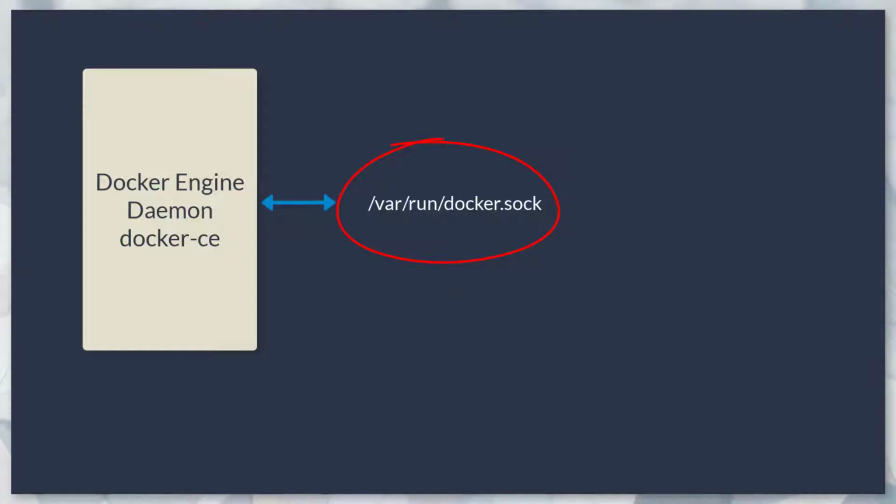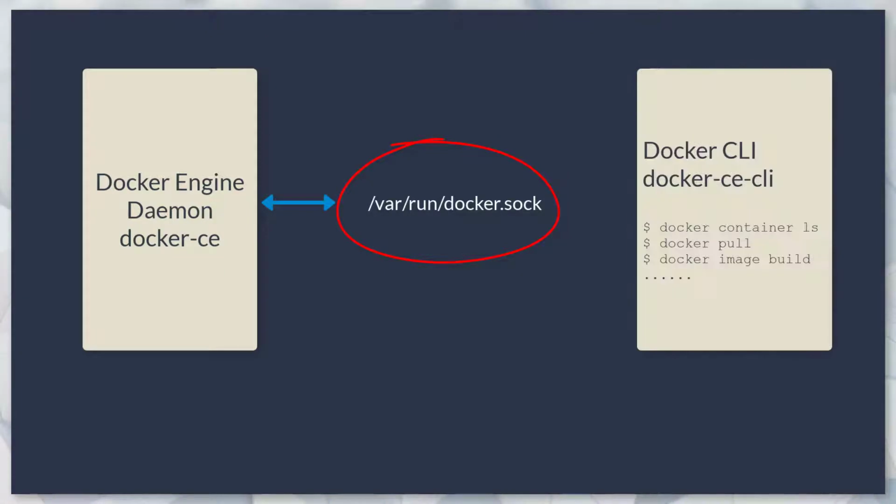The second component that we get via this installation process is the Docker CLI, or command line interface, which is basically a client that connects to the daemon through this socket. Every command that we run is handled by this component and forwarded through the socket to the Docker engine.